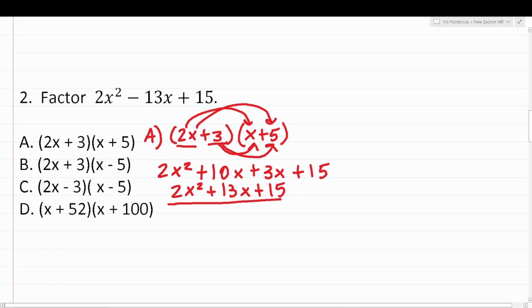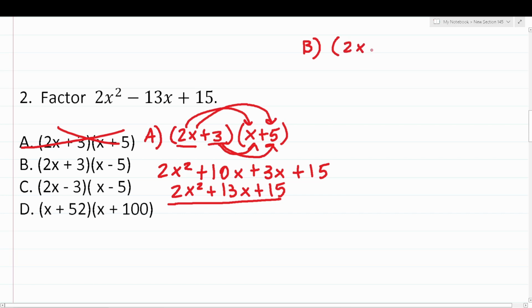Does this match that which we were asked to factor? We have 2x squared plus 13x. This is minus 13x. So right there, I know that answer choice A is not correct. All right, let's go ahead and do the same process to check answer choice B.